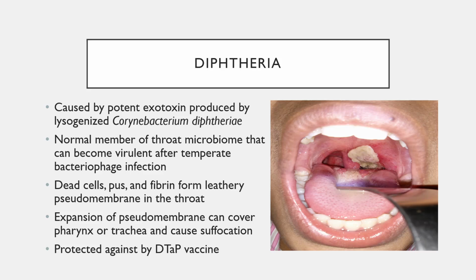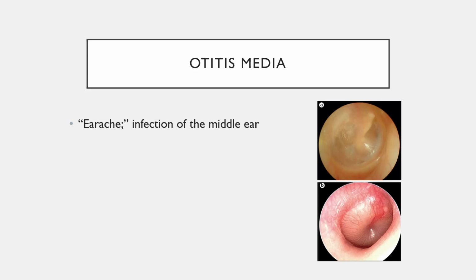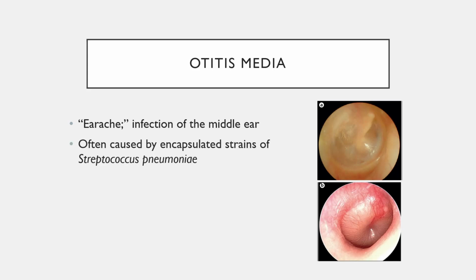Next, we have otitis media. This is also known as an earache or a classic ear infection, specifically of the middle ear, and it is often caused by encapsulated strains of Streptococcus pneumoniae, although there are a wide variety of other pathogens, both bacterial and viral in origin, that can infect the middle ear. Streptococcus pneumoniae, specifically within a capsule, is very commonly the cause.